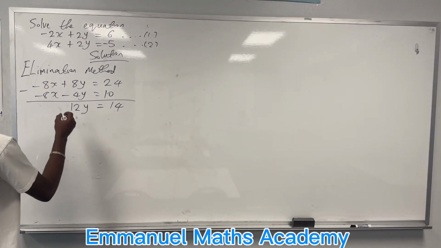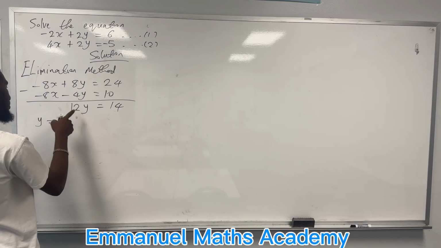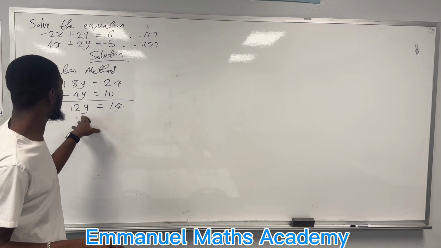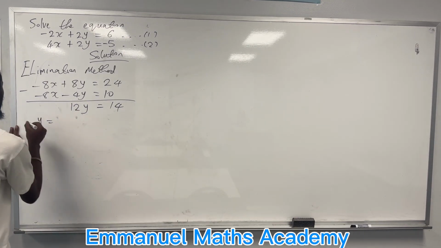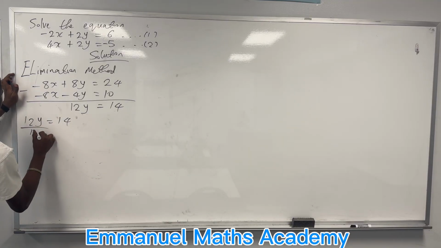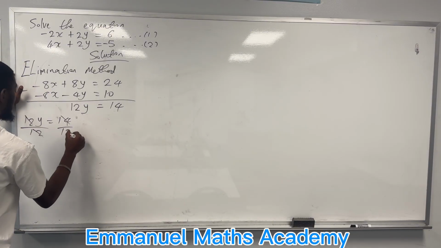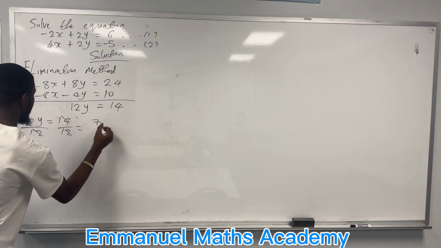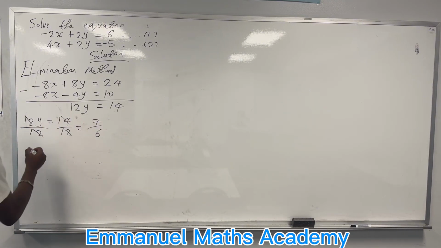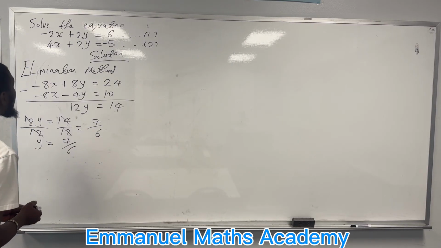If you make y the subject, you have that y is equal to... Making y the subject here, you just divide both sides by the coefficient of y. Hence, you have 12y here and 14 on the other side. So dividing both sides by 12, 12 will cancel 12. Divide this by 2, you have 7. Here you have 6. Can we divide this further? No. Hence, our y is equal to 7 over 6.